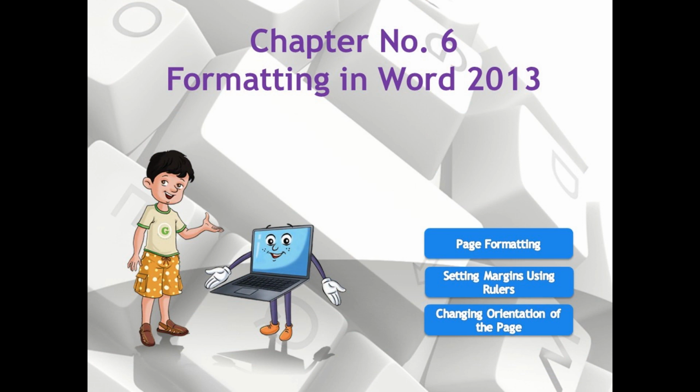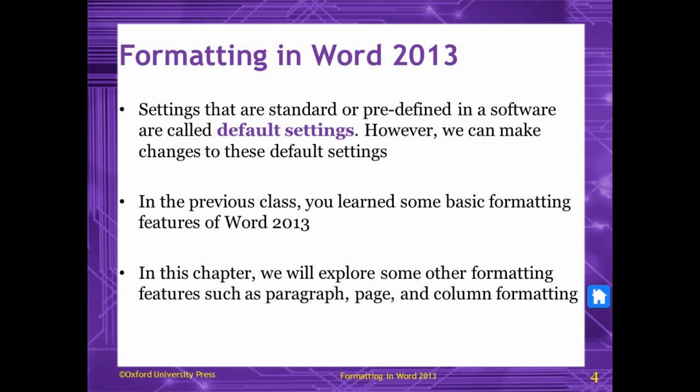The chapter title is Formatting in Word 2013. Word 2013 is a word processing software which we use to compose our letters, drafts, notes, etc. And formatting means making changes to the default settings of any word processing software. We will know how to make changes in Word 2013 default settings. The settings that are standard or predefined in a software are called default settings. But we can make changes to these settings, and those changes are called formatting.